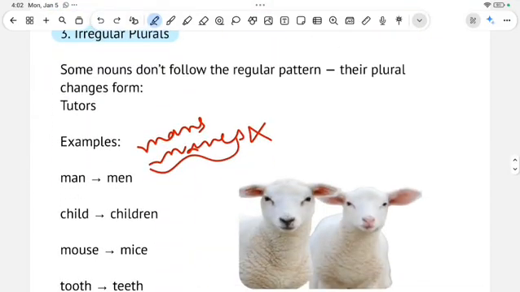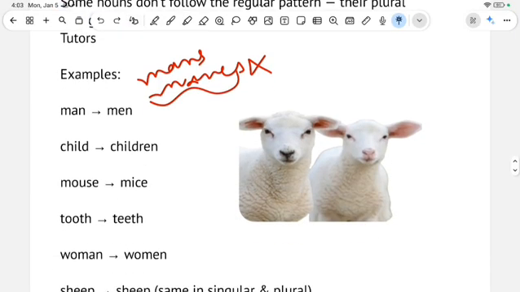Okay, and let me clarify it more. Here what happens actually, some nouns don't follow the regular pattern, like we have to remove ies and then write y, or if the words end with x, s, sh, then we have to write es, or if it's a normal word then we have to add s, like box will become boxes, or table will become tables. Okay, there are some nouns that actually don't follow the regular pattern.